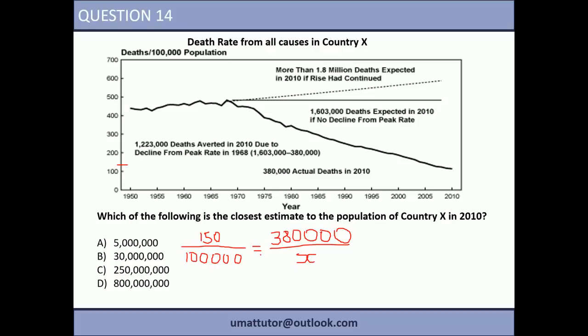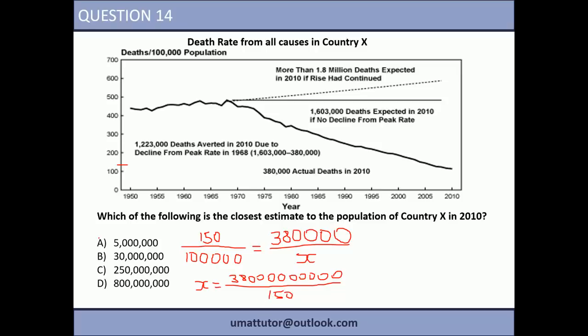Now those of you who are mathematically inclined will know how to solve it from here. I won't go into the details of how to do it, but basically we just swap the X and the 150 around, and then we multiply both sides by 100,000. So from there we can just say it's X equals, and then on top we'll have 380,000, and that's times by 100,000. So just add on the 5 additional zeros at the end. And then that's over, remember we swapped the X and the 150, so that's over 150.